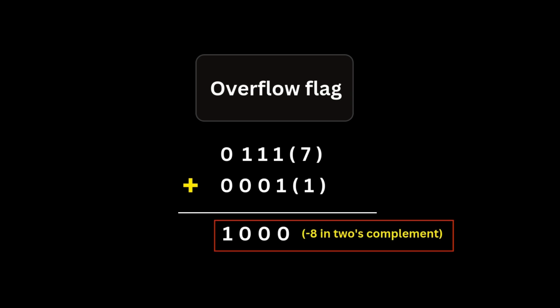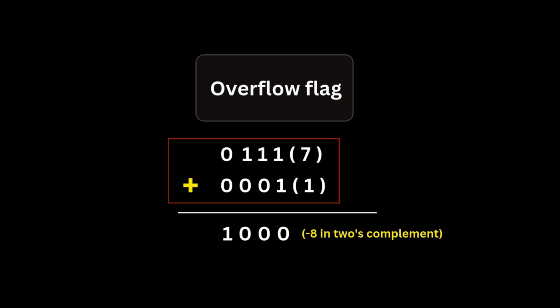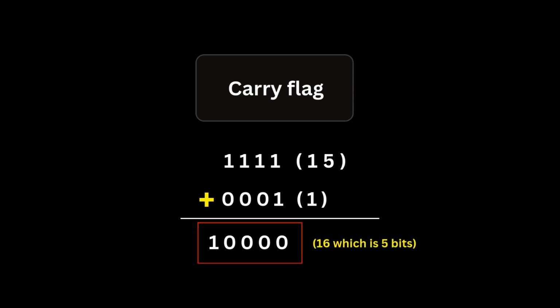If we look at binary 7 plus binary 1, which is equal to binary 8, where the first bit of binary 8 is 1, causing the value to become negative, the two positives make a negative, which can't be equal, therefore causing an overflow. The carry flag tracks whether there's a carry out from the highest bit. For example, in 4-bit unsigned numbers, the binary 15 plus binary 1 is equal to binary 16, which becomes 5 bits, but only 4 bits are available, so a carry out occurs.